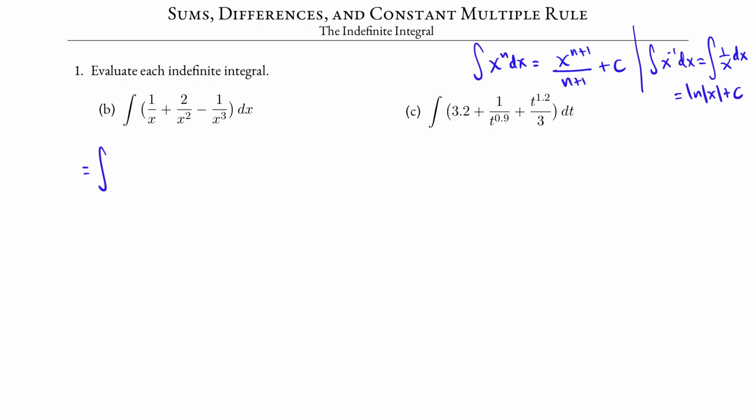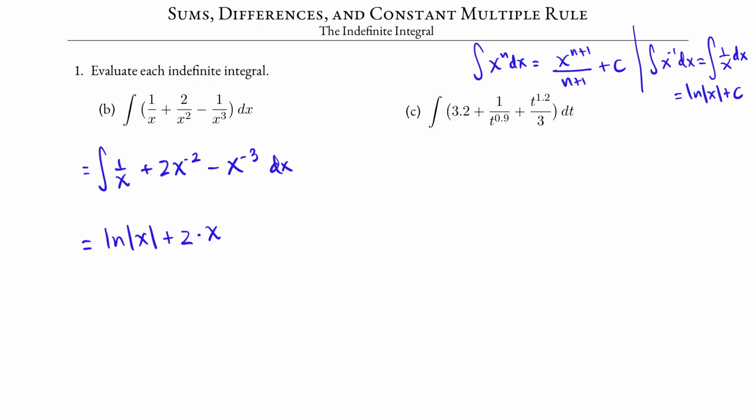For the first part, the indefinite integral of 1 over x, we know what the antiderivative of 1 over x is, so we keep it, plus 2 times x to the negative 2, minus 1 times x to the negative 3 dx. The antiderivative of 1 over x is ln of the absolute value of x, plus 2 is a constant multiple. X to the negative 2 is the power, so for the antiderivative of x, we add 1 to the power.